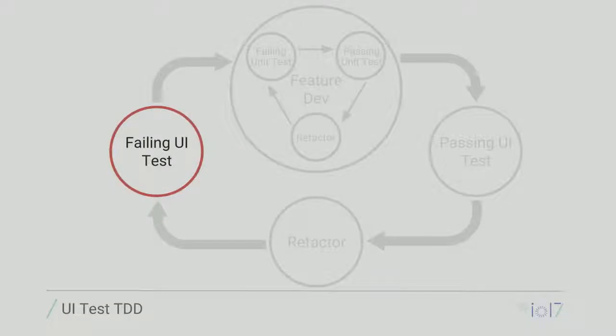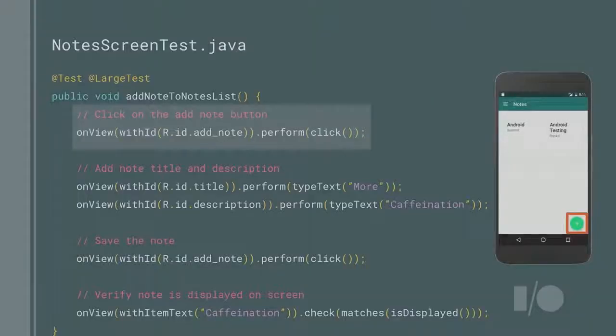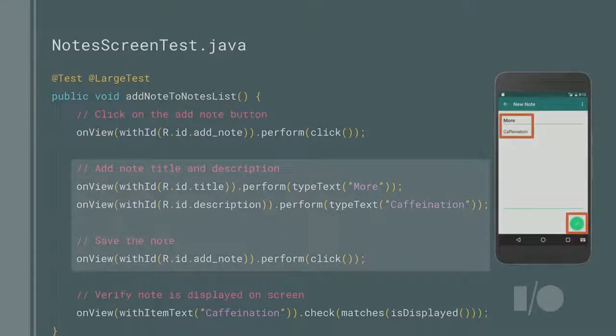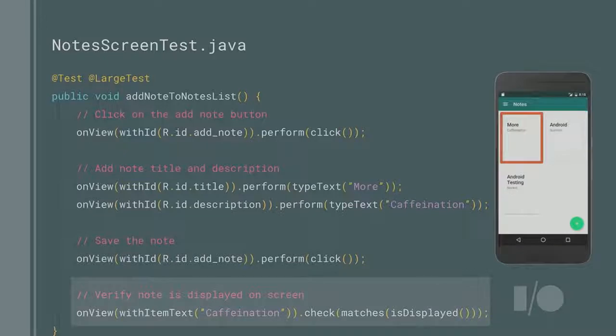So coming back to our workflow for a moment, remember that we start with a failing UI test. So let's take a look at how this test would look like using Espresso, the UI testing framework. The first step is to click on the Add Note button. Then we enter the title and description and click Save before returning to the Notes list screen. And here we're going to verify that the note that we just added actually shows up.